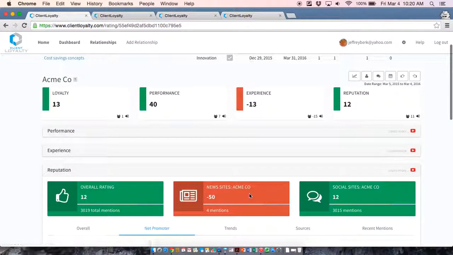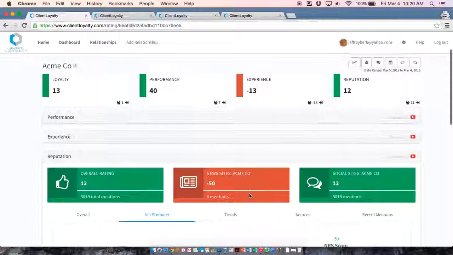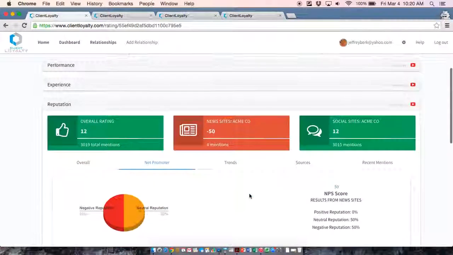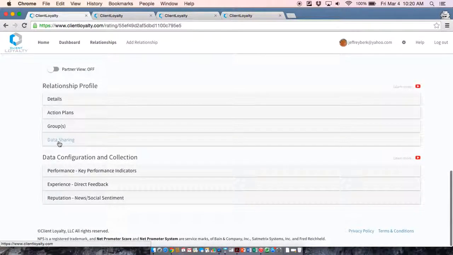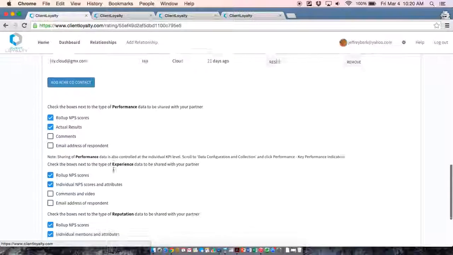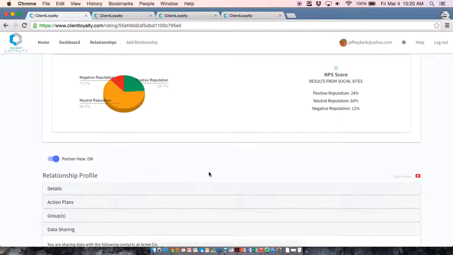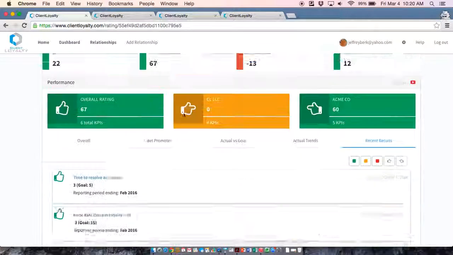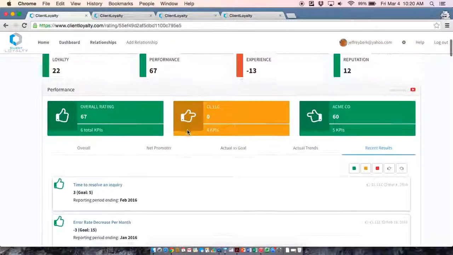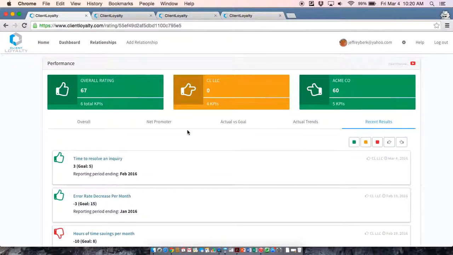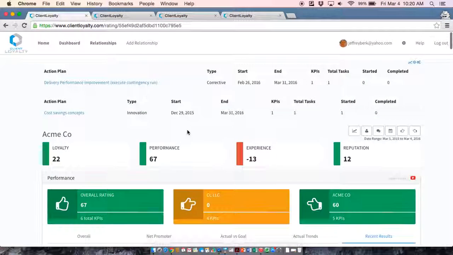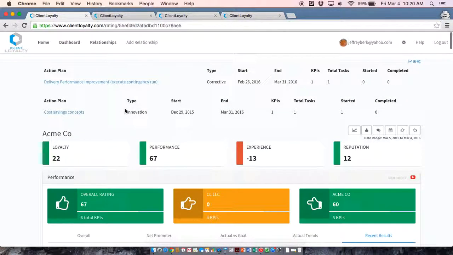You can also choose to share information with your partner, be it a client or a supplier. You do that through a data sharing format here, where you pick what you want to share with your partner, and you can share it with them. You can always see what you're sharing with your partner by turning on the partner view, and by doing so, the data will adjust to the subset of data that is non-sensitive and non-confidential that you're choosing to share online with your business partner. In addition, you can create action plans to stimulate positive change.